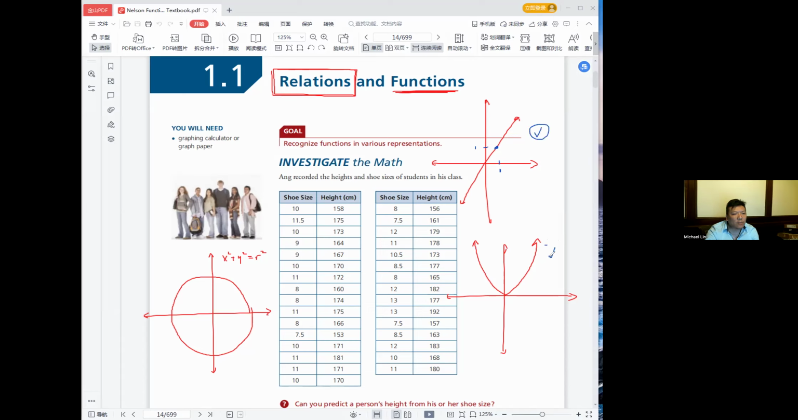These are all functions. Okay, but if you take a look at the circle over here, when x equals 2, your y can actually be two possible values. One positive value. You can also have a negative value right here for your y. So in this particular case, this is not a function.